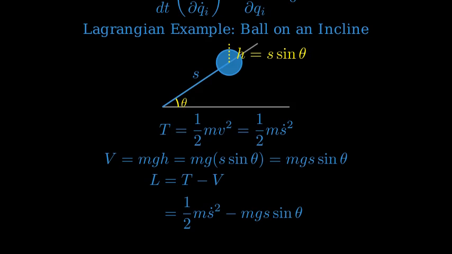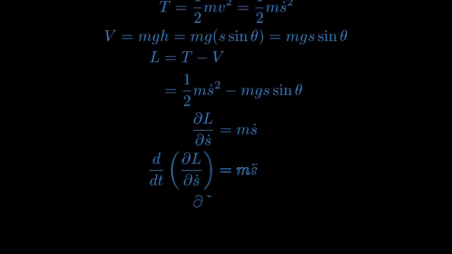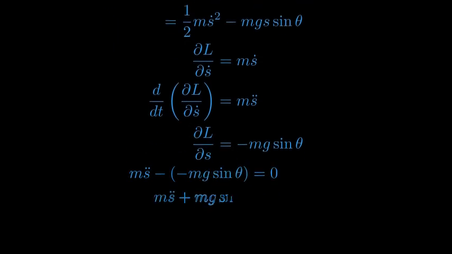L equals T minus V, so L equals 1/2 m s dot squared minus mgs sine theta. Applying the Euler-Lagrange equation, the partial derivative of L with respect to s dot is m s dot. Its time derivative is m s double dot. The partial derivative of L with respect to s is negative mg sine theta. Setting these equal, we get m s double dot plus mg sine theta equals 0, so s double dot equals negative g sine theta. So the acceleration is g sine theta, the same result we got with Newtonian mechanics.